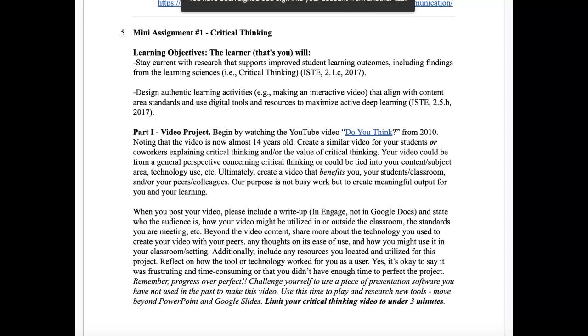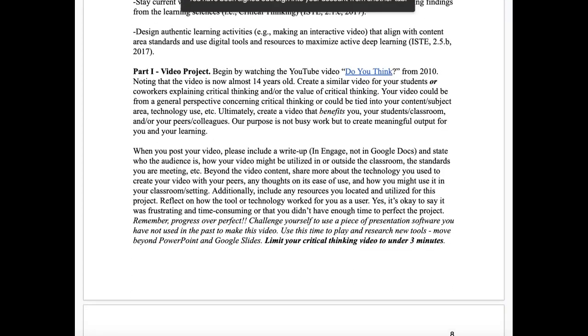The learning objectives are that you will stay current with research that supports improved student learning outcomes, including findings from the learning sciences. Design authentic learning activities that align with content area standards and use digital tools and resources to maximize active deep learning. Part 1 of your video.